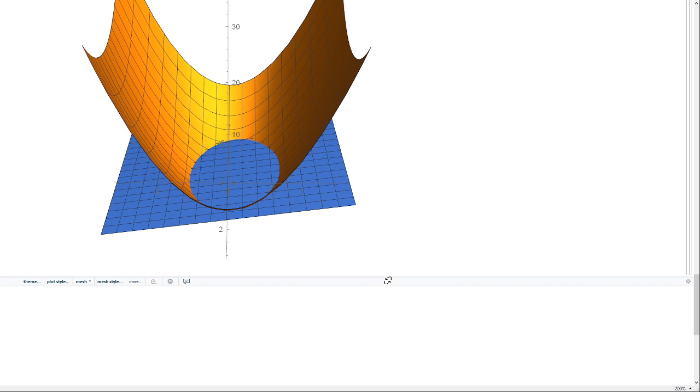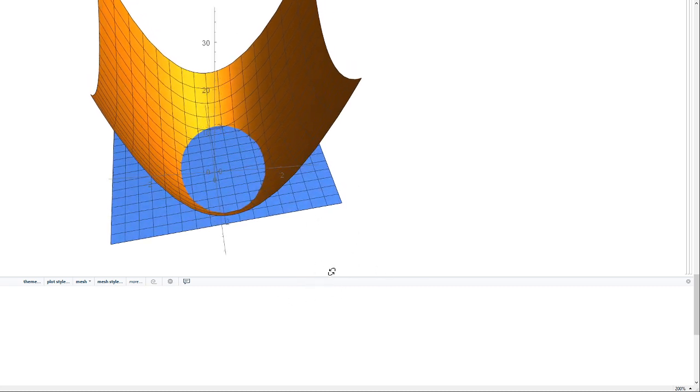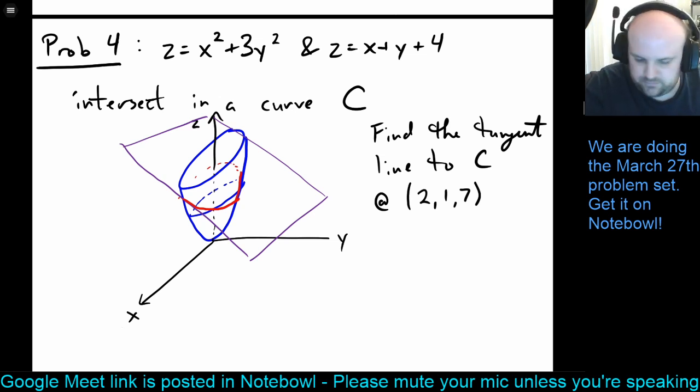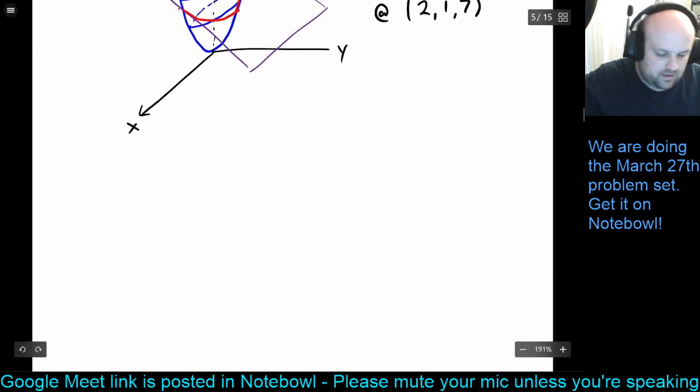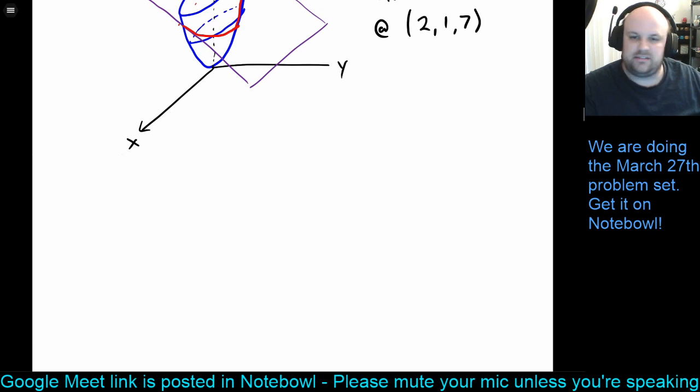Since this curve, this intersection of these two surfaces, lies in both surfaces at the same time, we know that the curve is also perpendicular to both gradients, right? So we can use that knowledge to build our tangent vector, the direction vector for the tangent line. So let's switch back here. How do we do this? Well, we're going to want to find the gradient for both of these. So we need to think of them as level surfaces.